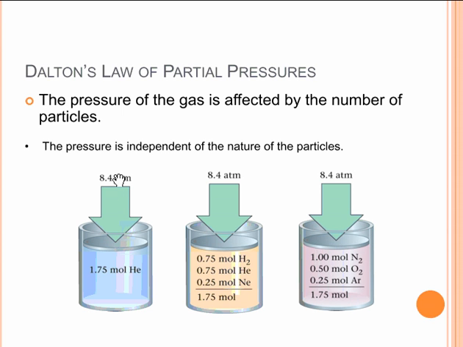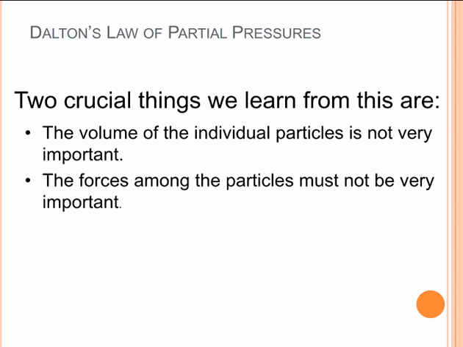So you can have the same atmospheric pressure, 8.04, if you have 1.7 moles of helium, or if you have 1.75 moles that's made up of hydrogen and helium and neon, or 1.7 moles of nitrogen, oxygen, and argon. So it doesn't matter the nature of the particles at all. It's affected by the number of particles. So basically from that, the volume of the individual particles is not important, and the forces among the particles must not be important either.